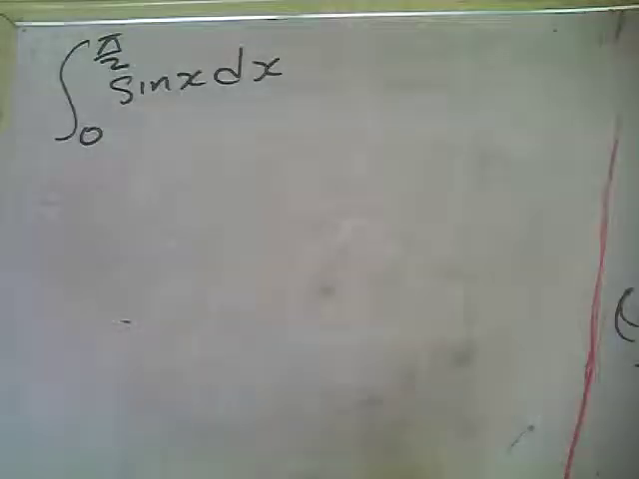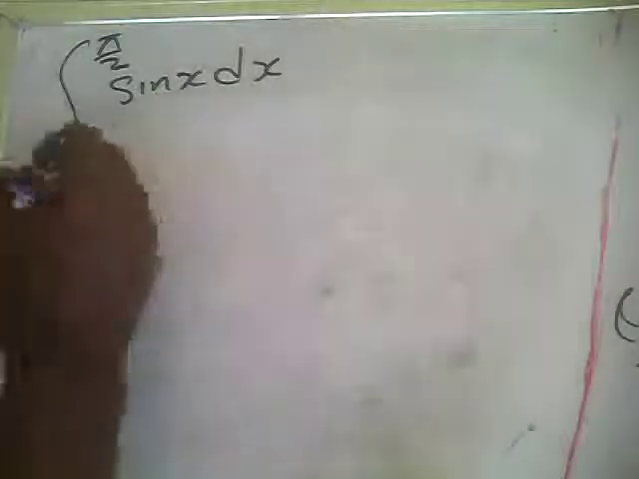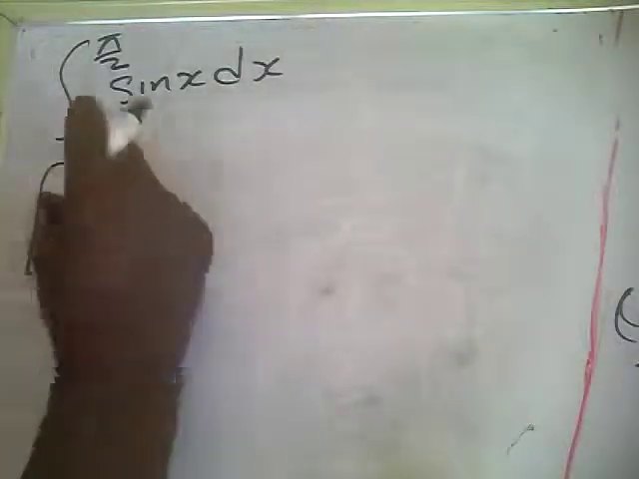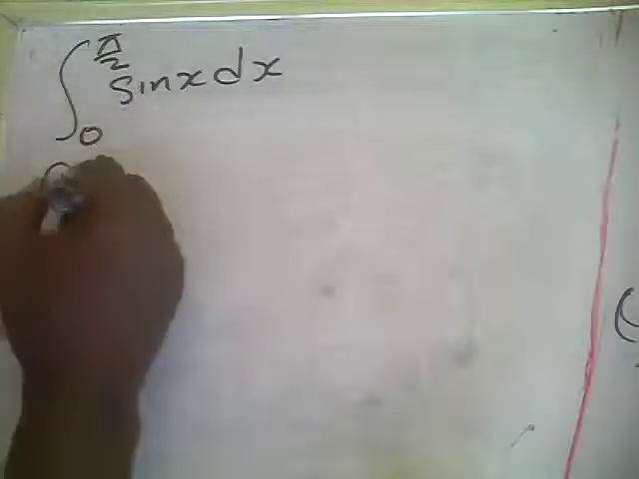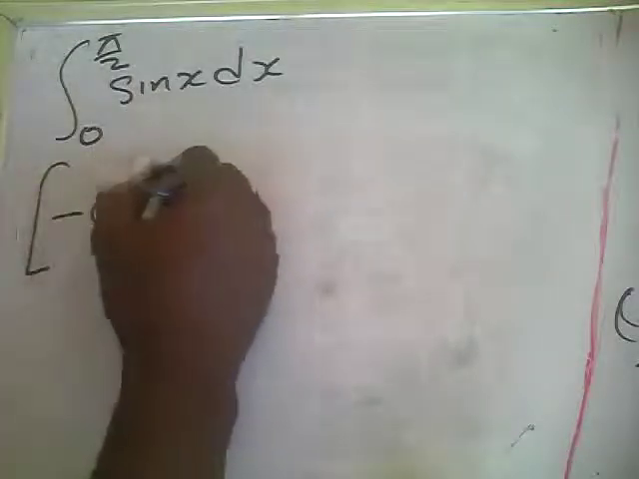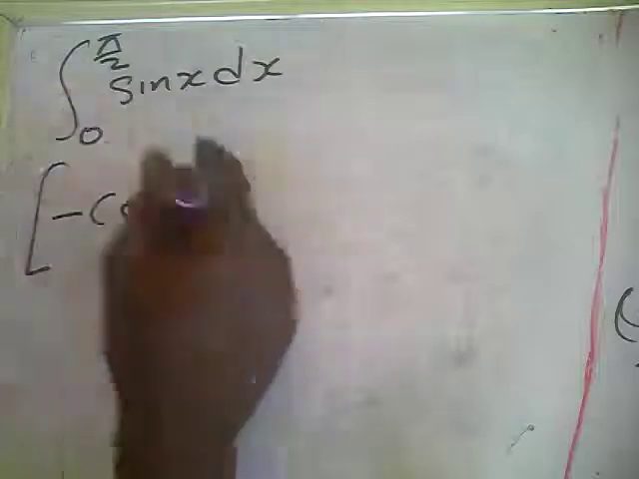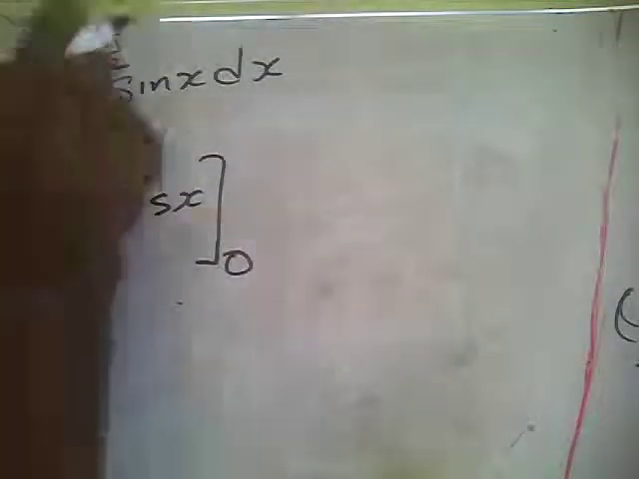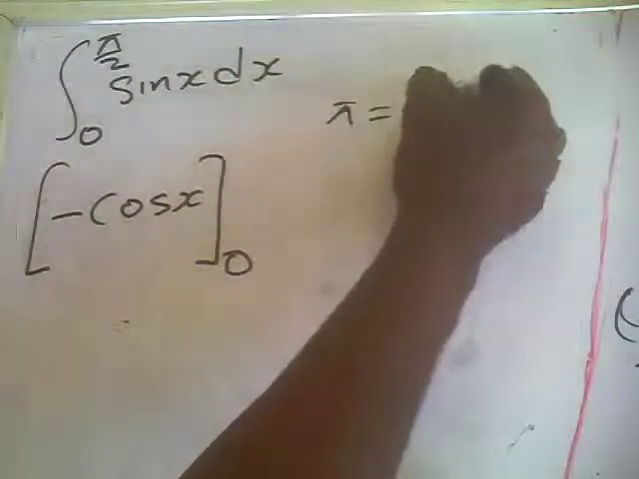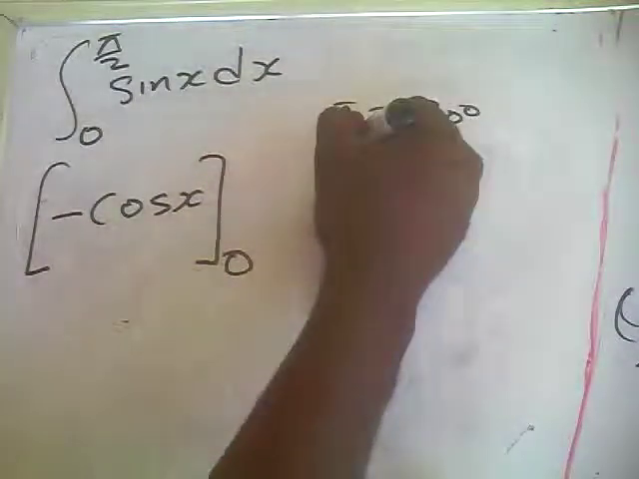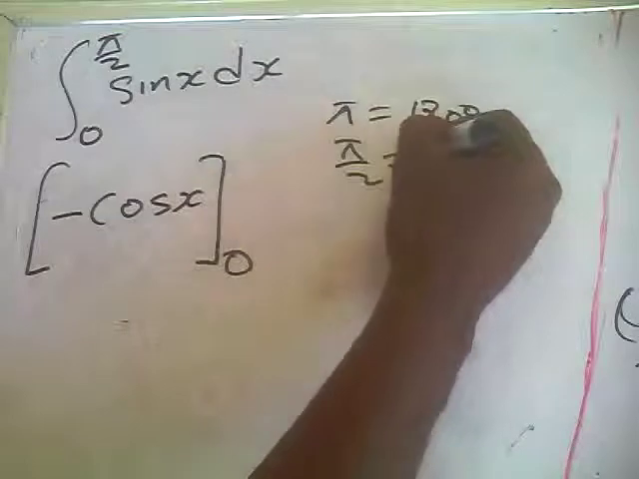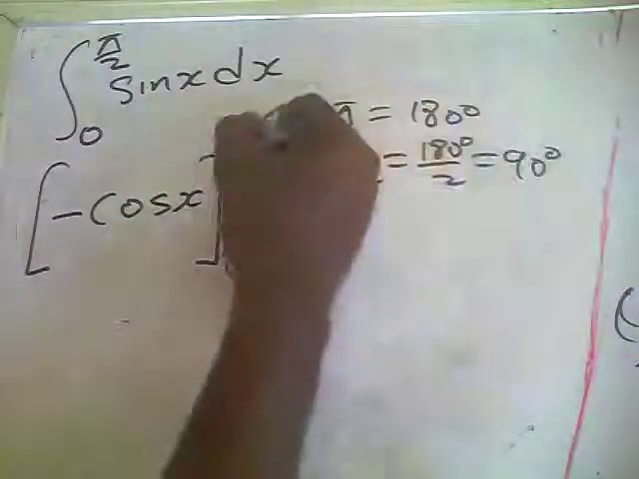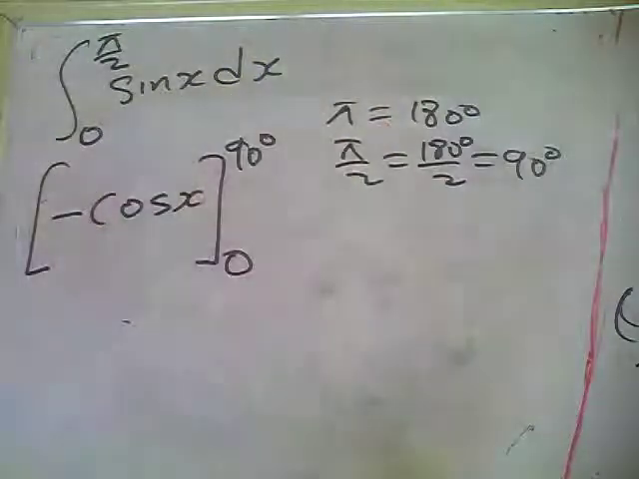What we'll first do is we open a square bracket. Then we'll integrate sine x, which gives us what? Minus cos x. Then put the limit, lower limit 0, the upper limit is pi over 2. Remember that pi is 180 degrees. So pi over 2 will be 180 degrees over 2. And that gives us what? 90 degrees. So we'll put 90 degrees here at the upper limit.